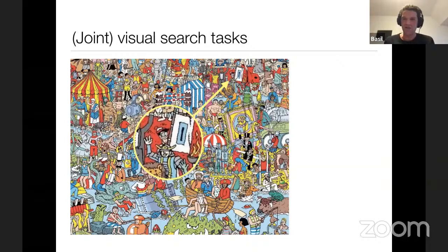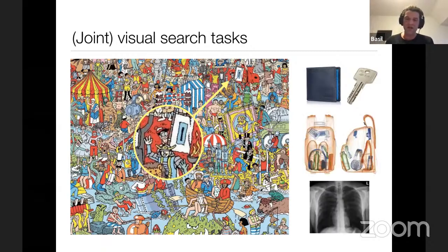So you just all performed a visual search task together, finding your friend Waldo. But also there are several other visual search tasks that you may perform in daily life. So for instance, when you misplace your wallet or key, you may try to search for it together. But there are also several professions, like in airport security, where people need to perform visual search tasks on a daily basis, or also in medical contexts.